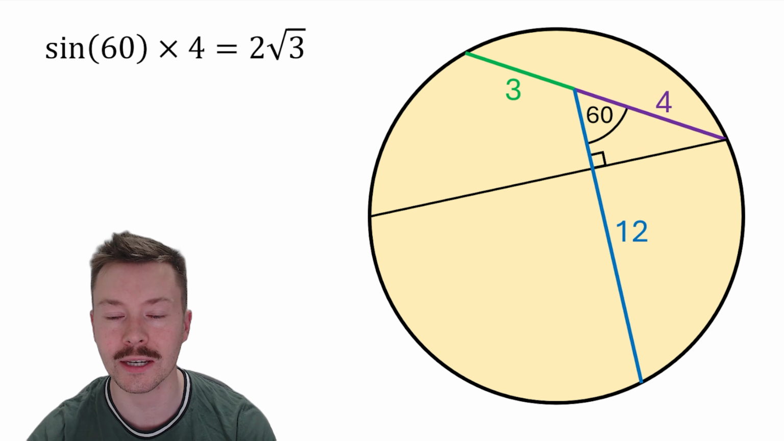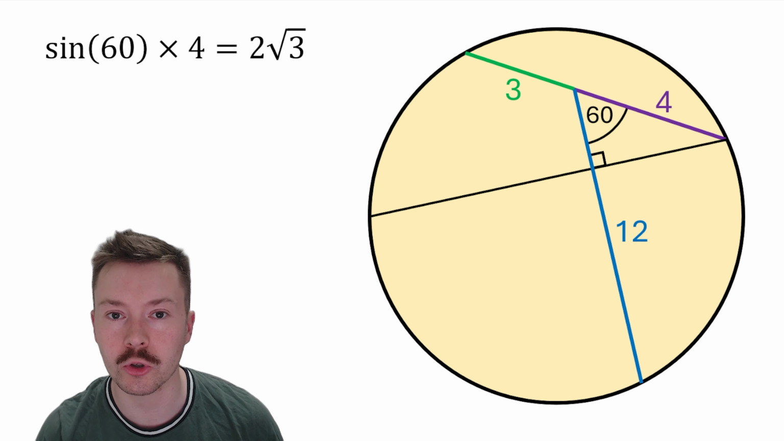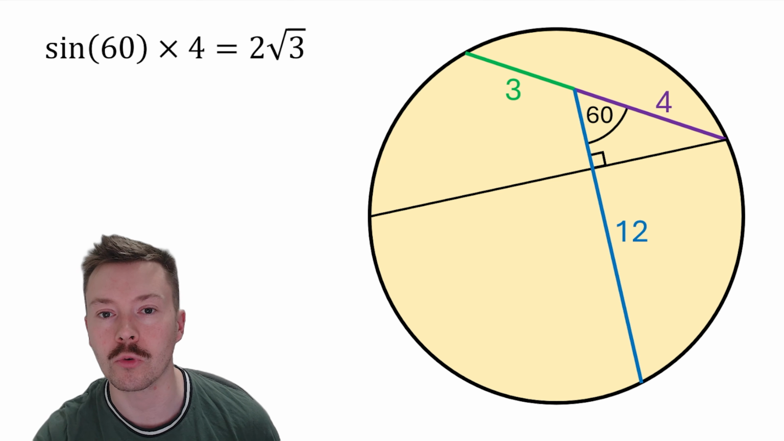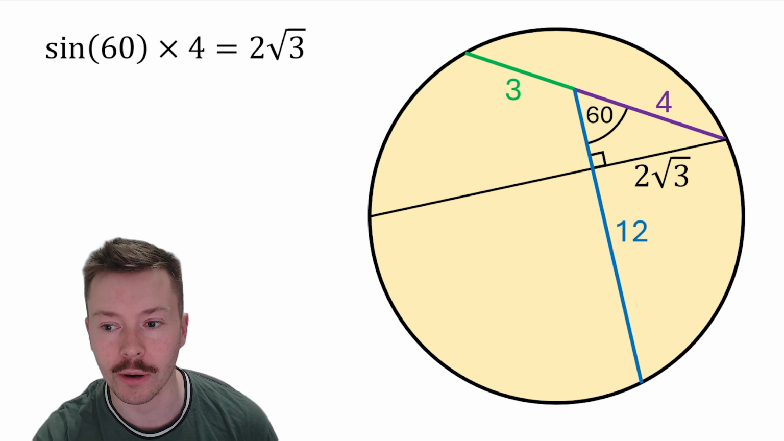Now I'm going to work out this side here. Okay, so that's opposite the 60, and I'm going to use right angle trigonometry. I'm going to do sine 60 times 4, which is equal to 2 root 3. So let's put that on the diagram there.